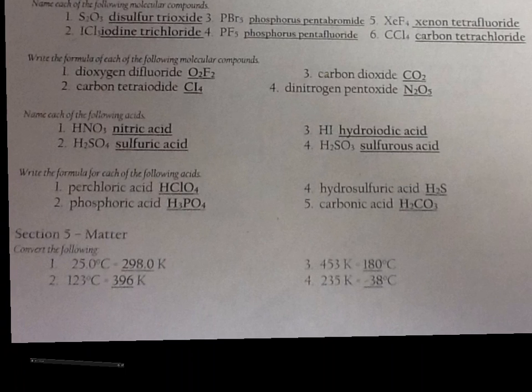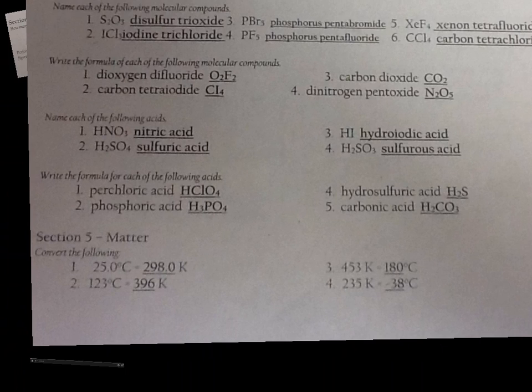Okay, so since these are all just covalent compounds, you just use the subscript to name them, like since it's S2, it's going to be disulfur, and O3 is going to be trioxide. So that's that right there. And then it's basically the same thing for all of them. So it'll be iodine trichloride, phosphorus pentabromide because there's 5, phosphorus pentafluoride, xenon tetrafluoride, and carbon tetrachloride.